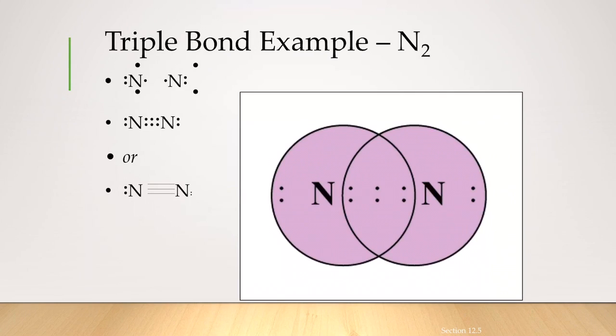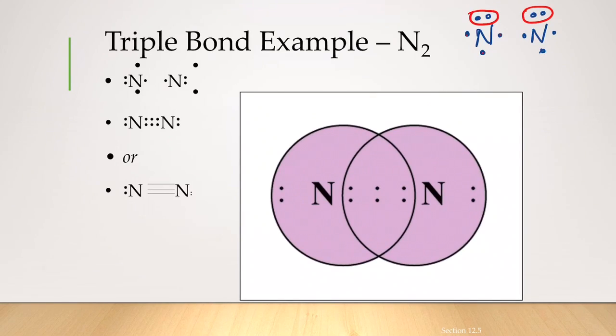Here is an example where a triple bond occurs. If you want to draw a structure between 2 nitrogens, it's going to form a triple bond. But how does this triple bond occur? First you draw the Lewis dot structure for nitrogen. As you can see from the Lewis dot structure, it is going to have 1 lone pair of electrons and then 3 single electrons, and these 3 single electrons can form 3 bonds.